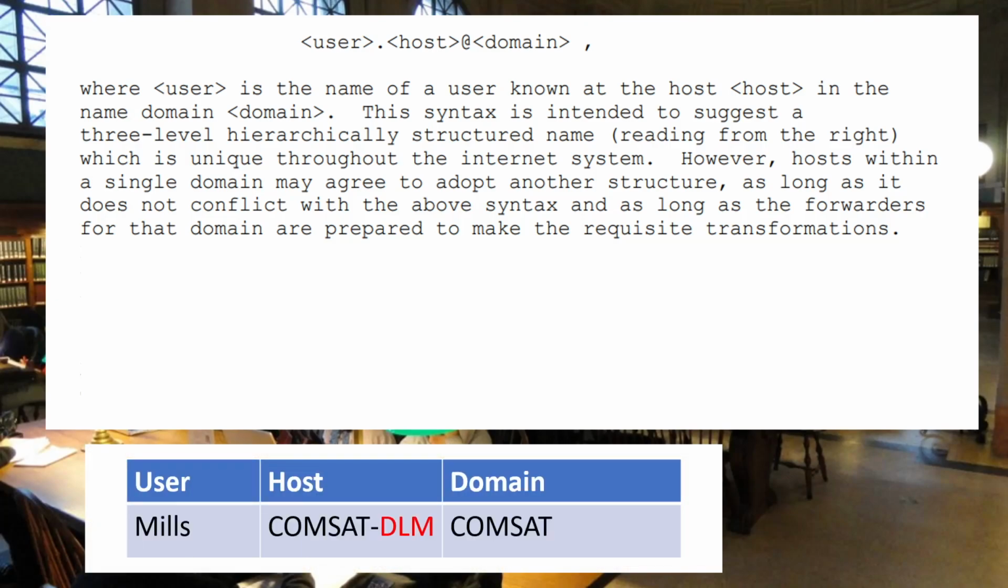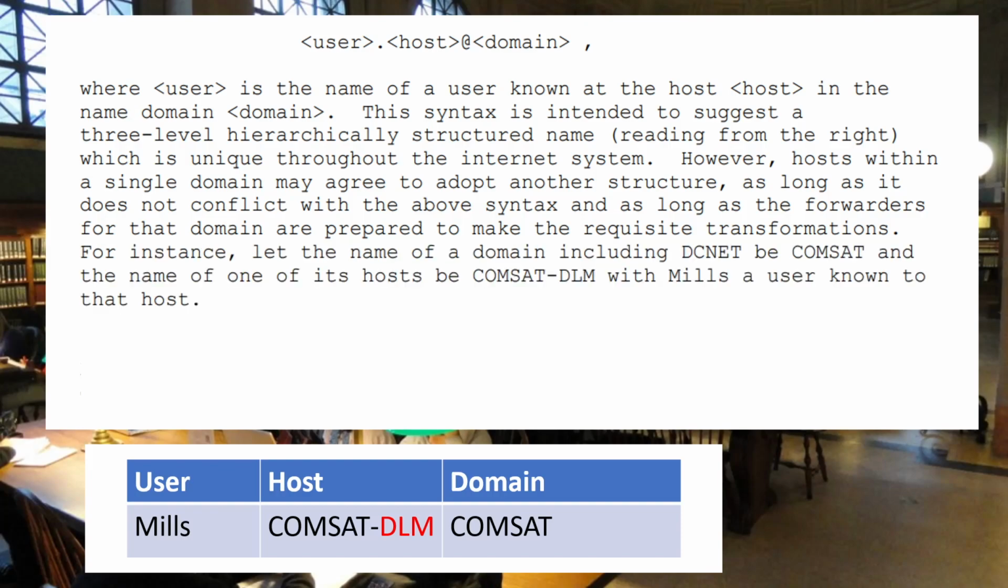Now, he's going to give an example, and he's going to use these examples. So the user is going to be Mills, the domain is going to be Comsat, and the host is going to be Comsat DLM. You can imagine that stands for David's Little Machine or something. So for instance, let the name of a domain including DCNet be Comsat, and the name of one of its hosts be Comsat David's Little Machine, with Mills as the user known to the host.